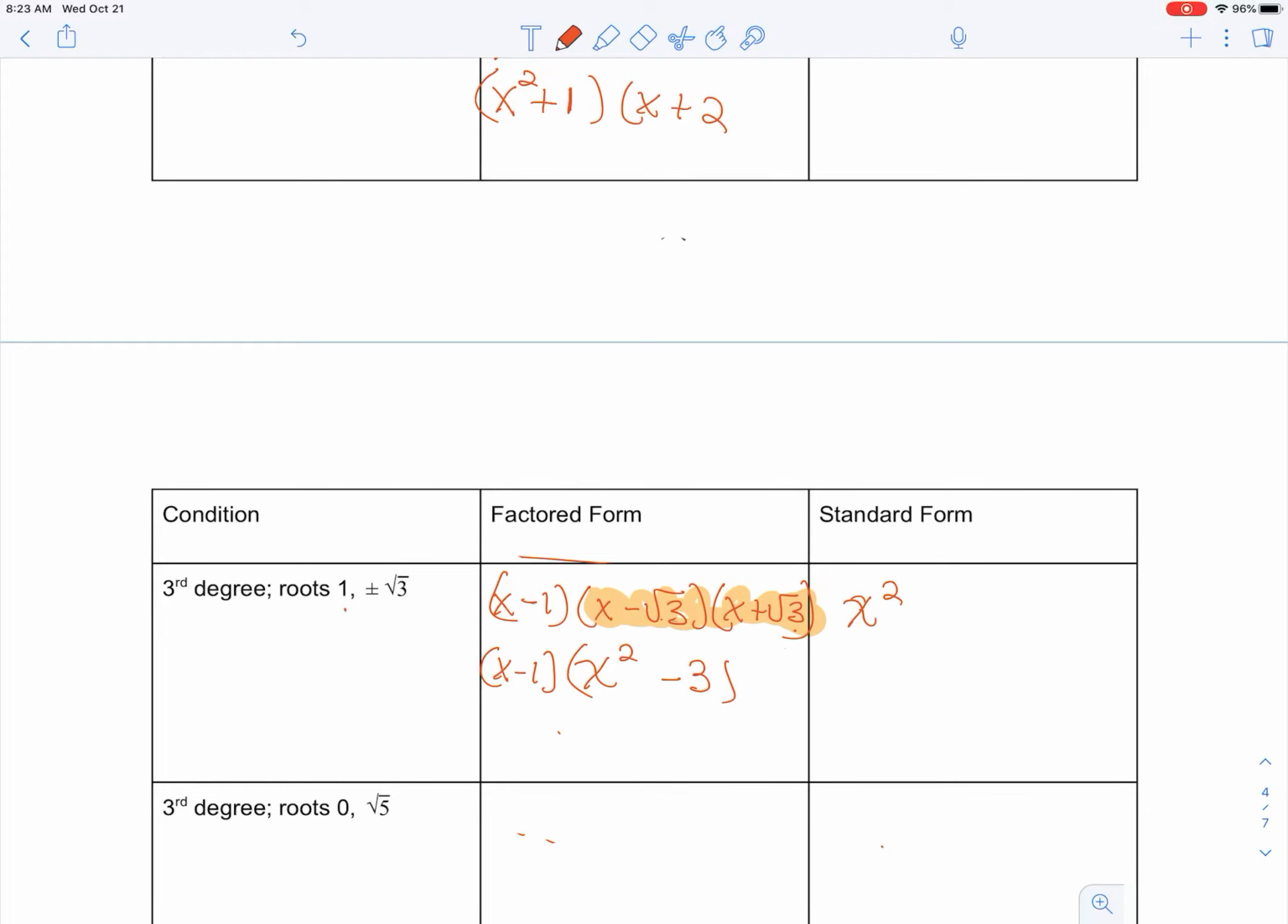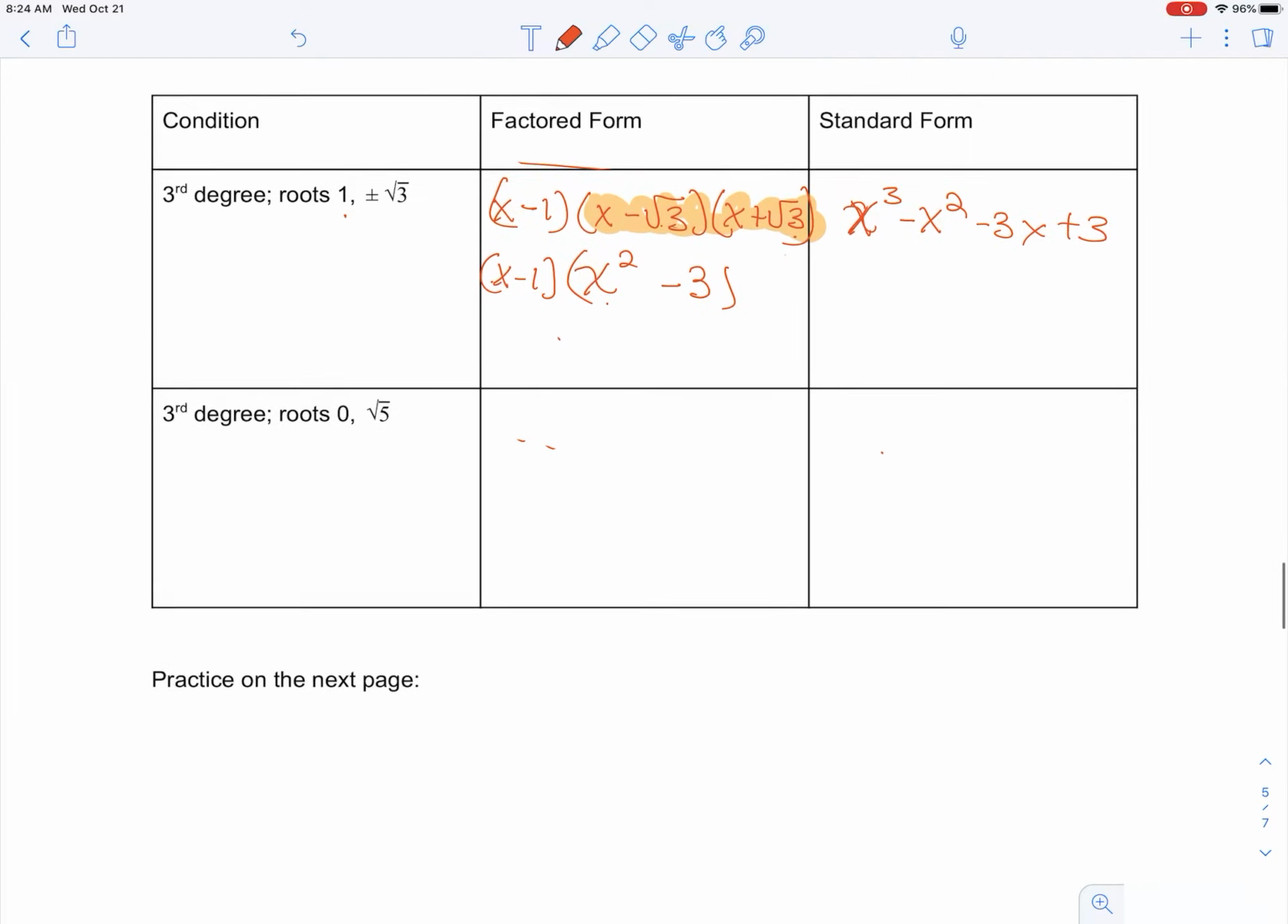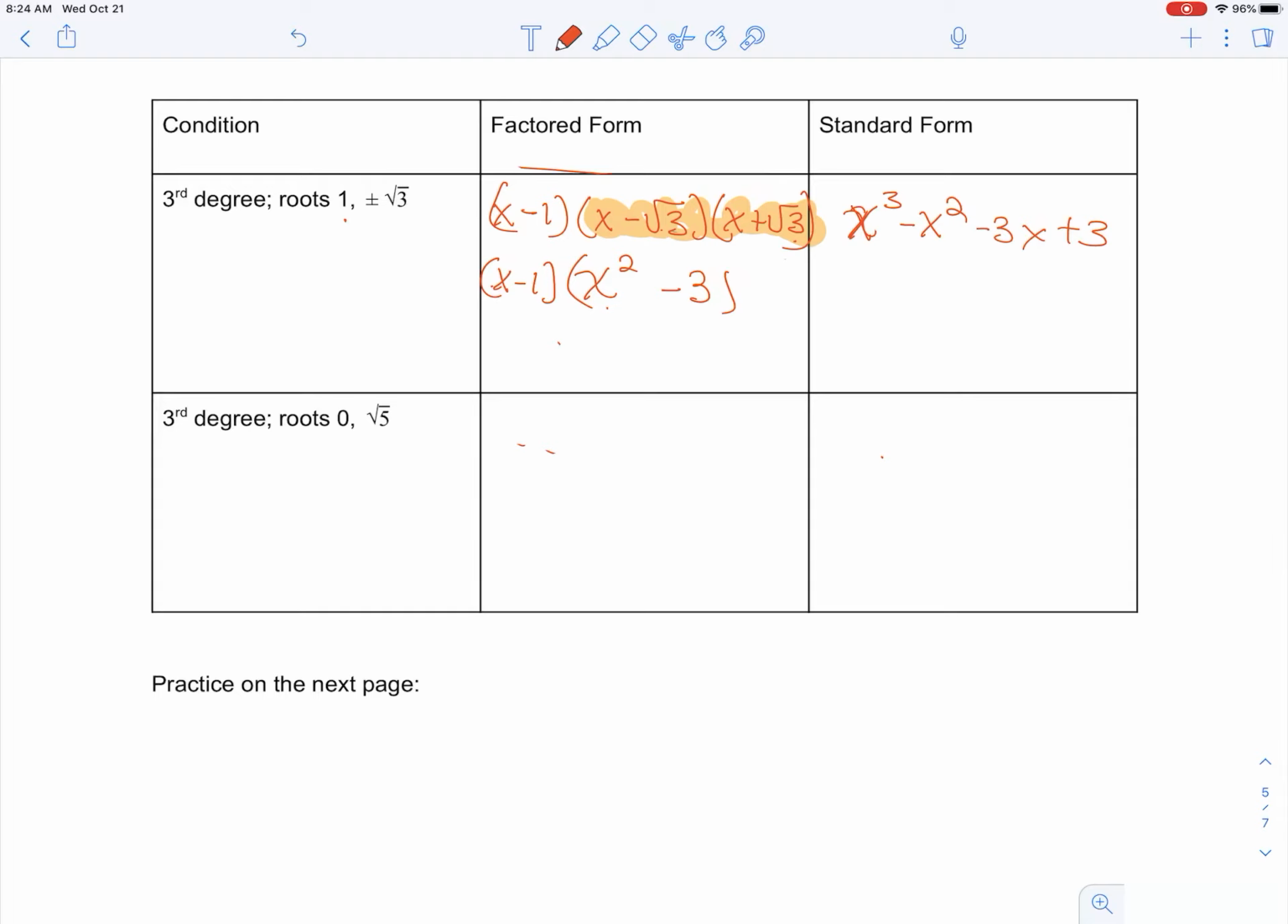So following that out, I get x cubed minus x squared minus 3x plus 3. That's in standard form. All right, one more.